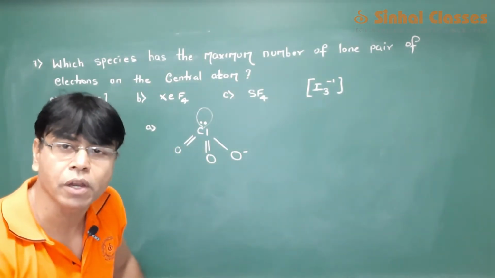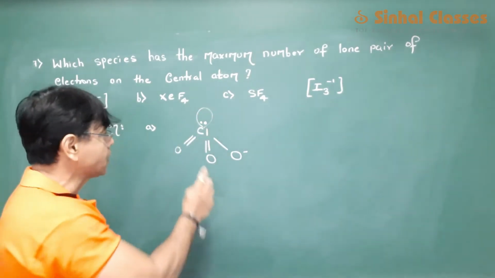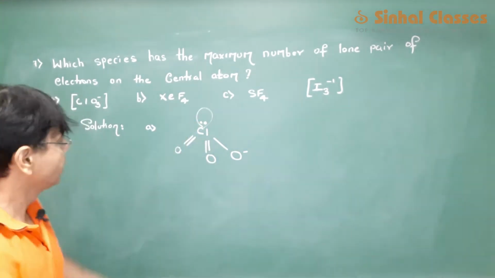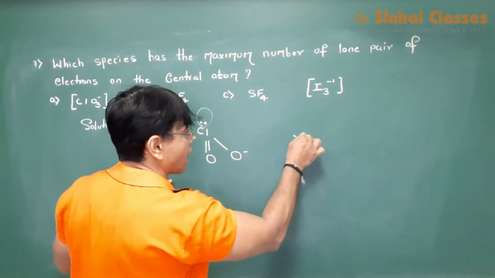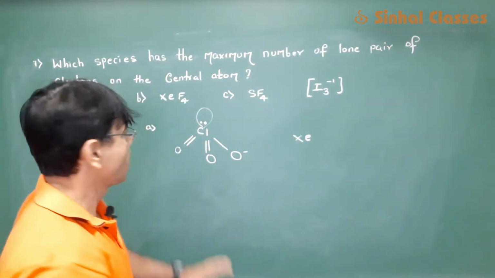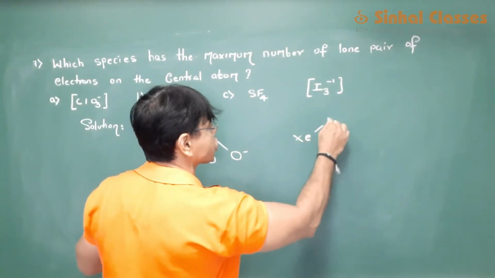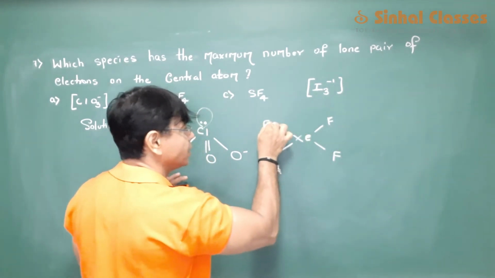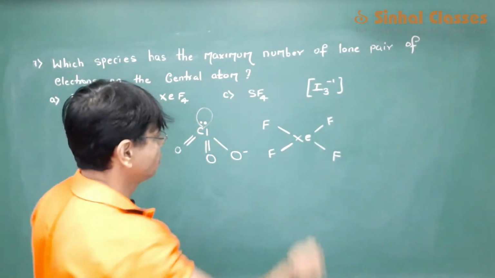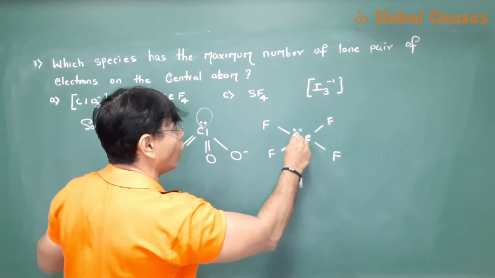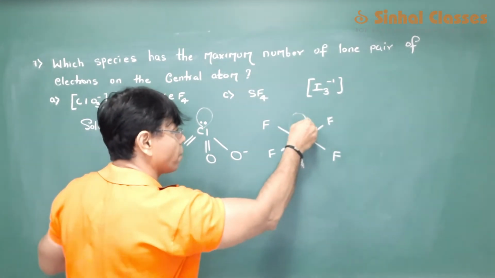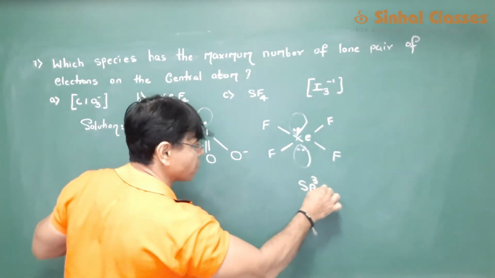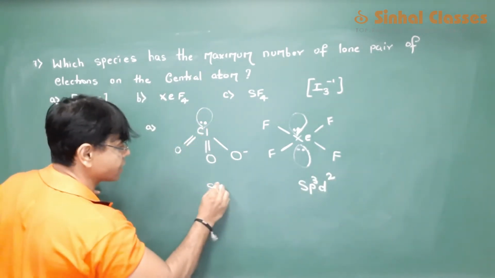We all know the outermost shell of chlorine should have 7 electrons according to the Lewis structure. So 2, 3, 4, 5, 6 and 7. So it will have only one lone pair. Coming to the next, xenon should have 8 electrons. Out of 8, 1 electron it is sharing with fluorine. So 4 electrons of xenon are used up. Left out is 4 more. So that means there are 2 lone pairs. It undergoes sp3d2 hybridization, whereas this is sp3 hybridization.